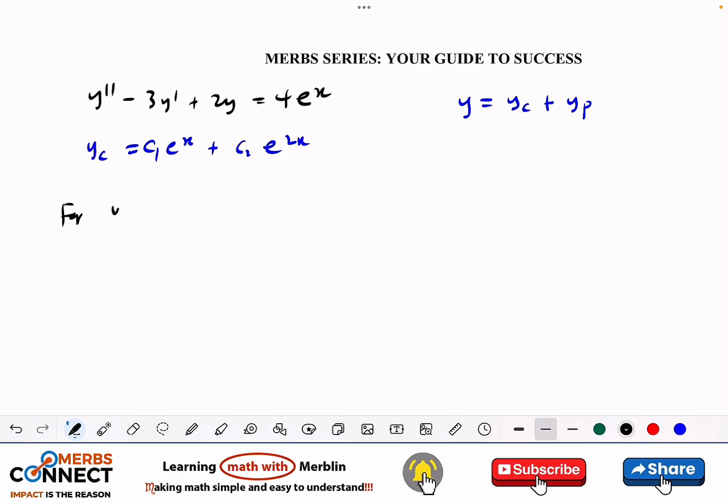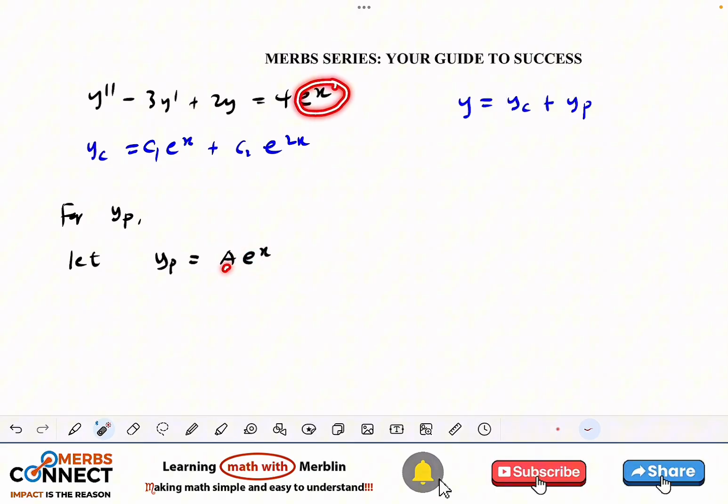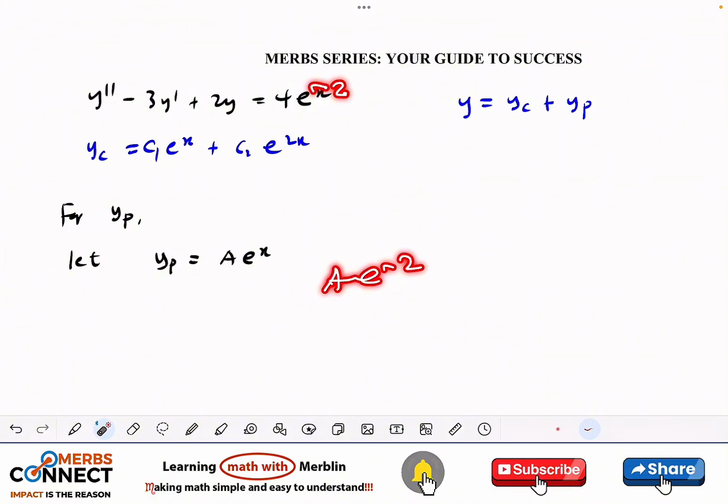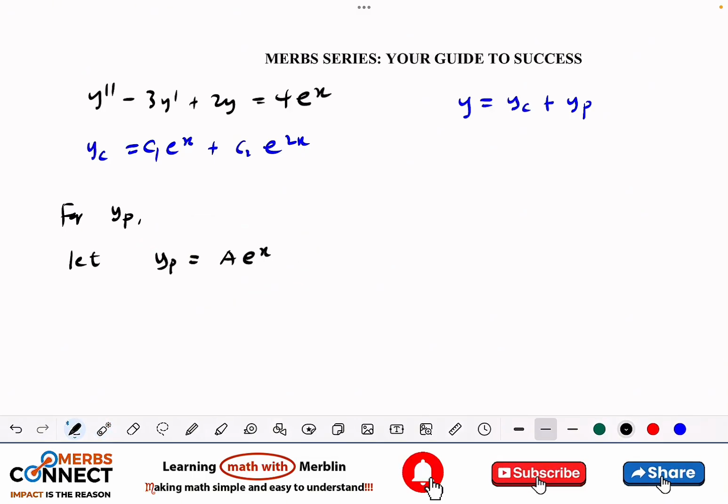So for yp, let yp be equal to a e to the power x. I said it's not always a e to the power x; it's a times the function on the right-hand side. So if this one is e to the power minus 2x, this will be a e to the power minus 2x. That is how we are going to do it. Now, after you've guessed this, remember that we have other solutions there.